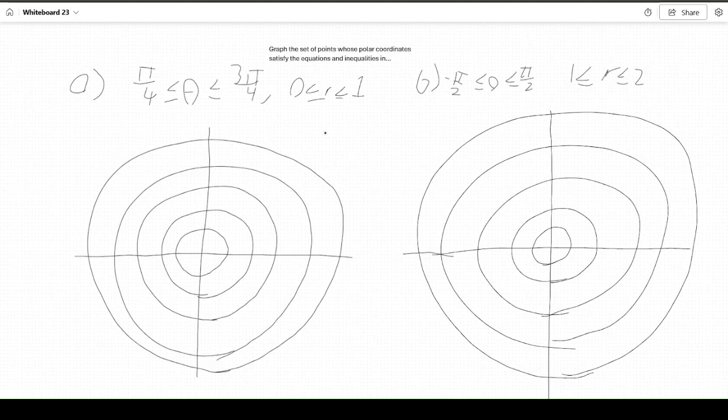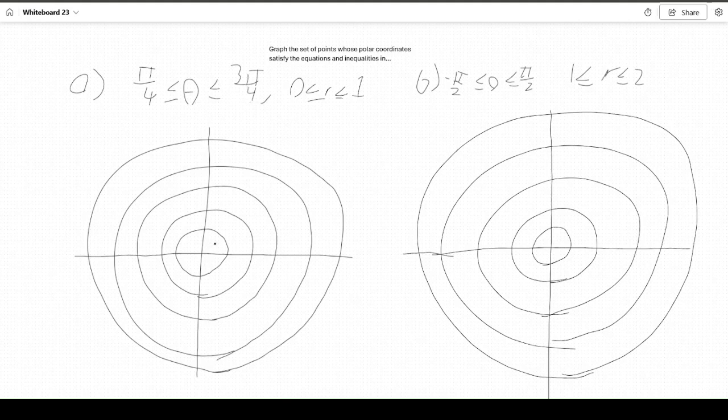So you basically got to look at this. Remember, the r is going from 0 to 1. So it's going from the center, from 0 to 1. So we're only going to fill up this space. We're not even going to touch this for the first problem. And the angle is going from pi over 4 to 3 pi over 4.